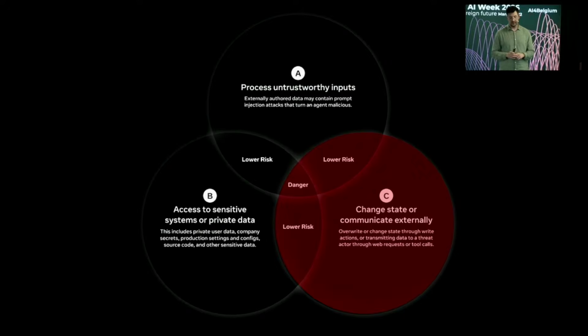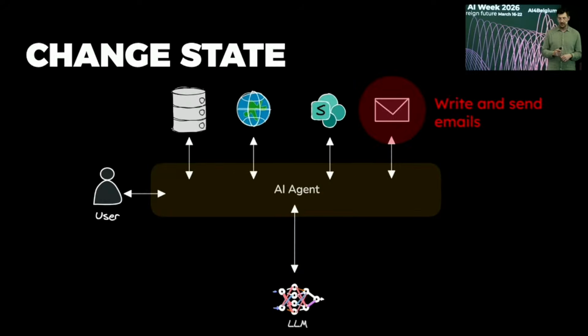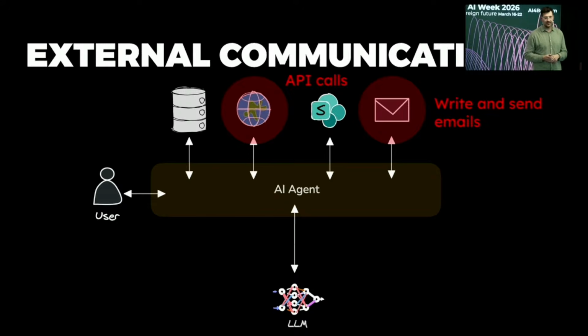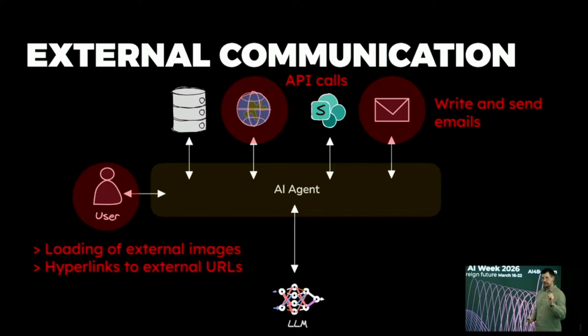And lastly, we have changing state or communicating externally. If we're talking about AI agents, changing state sort of comes with that inherently. You have tool calls that interact with the world and change systems, so you are changing state. If you can write and send emails, that's obviously changing state. If you're calling a web API, that's changing state. What's a bit less obvious is that communicating externally can also happen through the AI agent's user interface. And that's something that we'll see in those real-world cases. This is where the user interface is capable of, for instance, rendering an image. And that image might be loaded from an external server that can be attacker-controlled. And that's actually an external communication path that can leak and exfiltrate data. Same with hyperlinks being rendered in the UI. So that's a bit of a more, let's say, complex case of external communication.